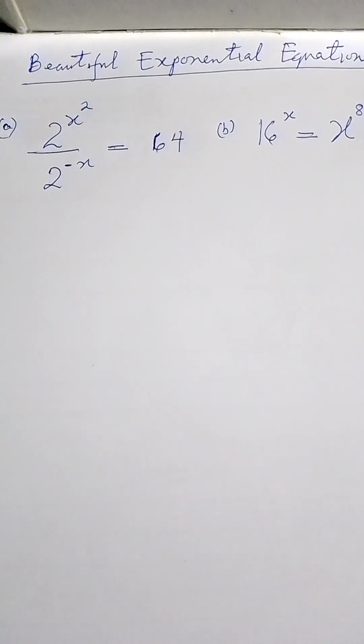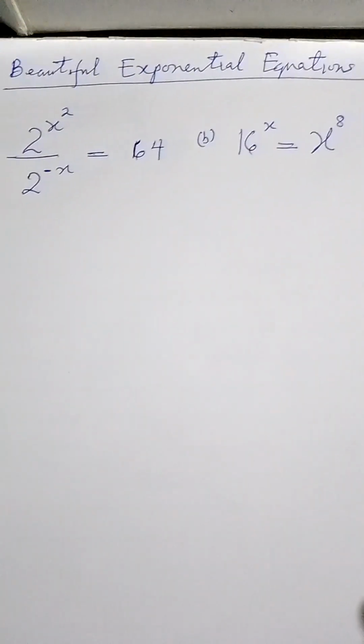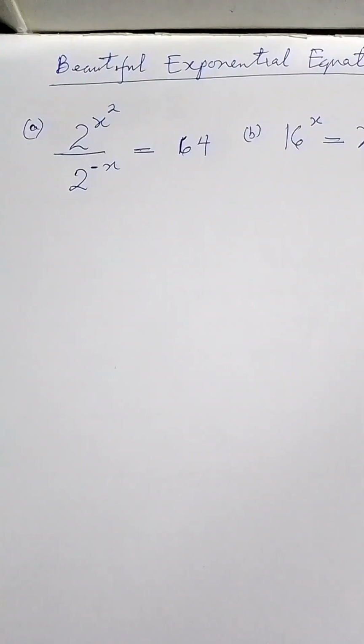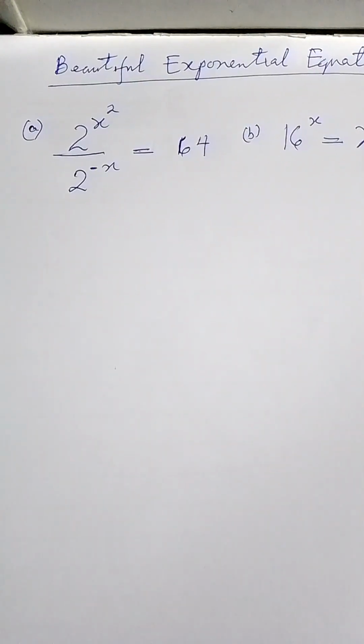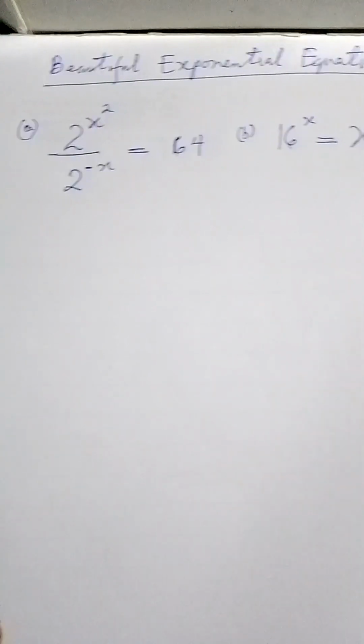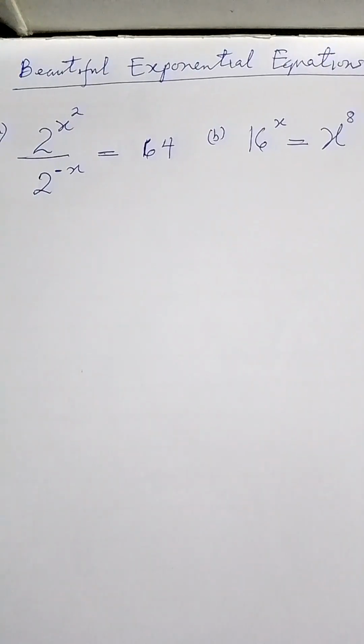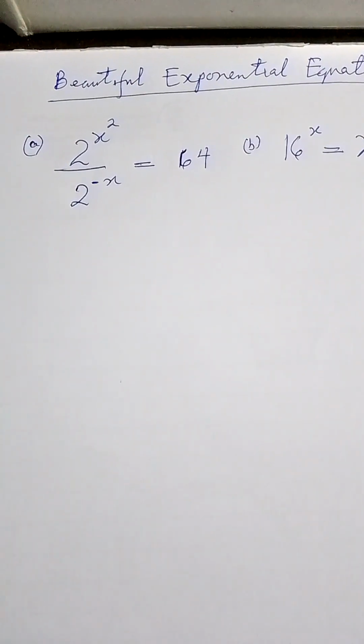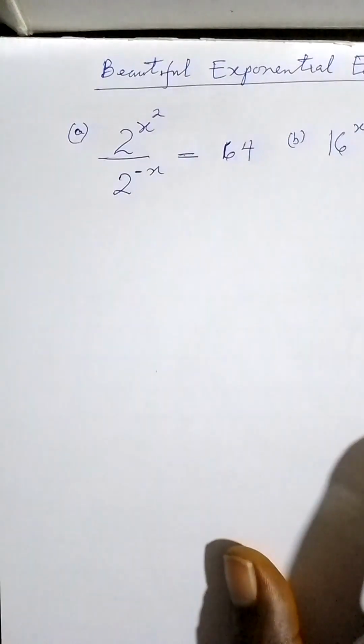Today we have these two beautiful exponential equations to solve. We have 2 to the power of x squared all over 2 to the power of minus x equals 64. And then of course we have 16 to the power of x equals x to the power of 8. So what will be the values of x in both equations? Okay, I'm going to start with the first solution.